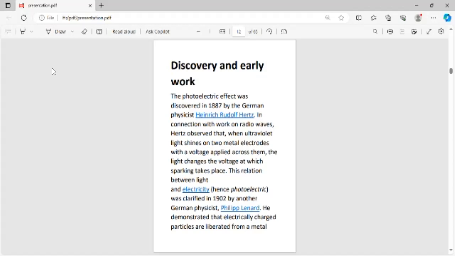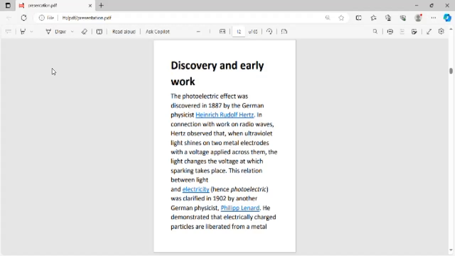Now we will discuss the discovery and the early work of the photoelectric effect. The photoelectric effect was discovered in 1887 by German physicist Heinrich Rudolf Hertz. In connection with work on radio waves, Hertz observed that when UV light shines on two metal electrodes with a voltage applied across them, the light changes the voltage at which the sparking takes place.